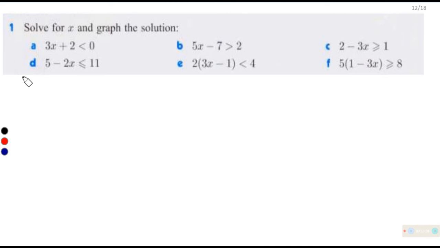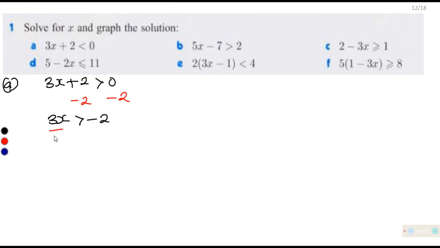Example 1: solve for x and graph the solution. For a, we have 3x plus 2 greater than 0. Here we subtract 2 from both sides. If we subtract 2 from both sides, we have 3x is greater than minus 2, and then we divide both sides by 3. So we have x is greater than minus 2 over 3.